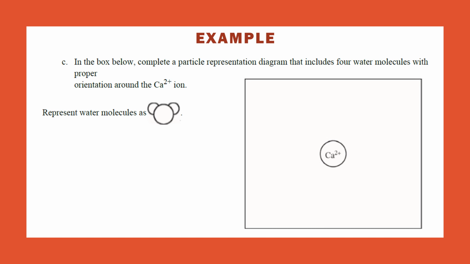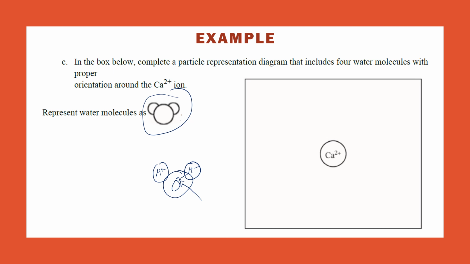Part C for that question is actually a really good one as well to go over. In the box below, complete a particle representation that includes 4 water molecules with proper orientation around the calcium 2+ ion. And then they gave you a drawing to emulate. So when you have a water molecule like that, the smaller parts are the hydrogens, and the larger is the oxygen. Now I wrote in the charges, even though they're only going to be partial charges in an actual water molecule, but I wanted to show you that the oxygen is going to have that slightly negative side, and that slightly negative is going to interact with the positive charge from the calcium ion.